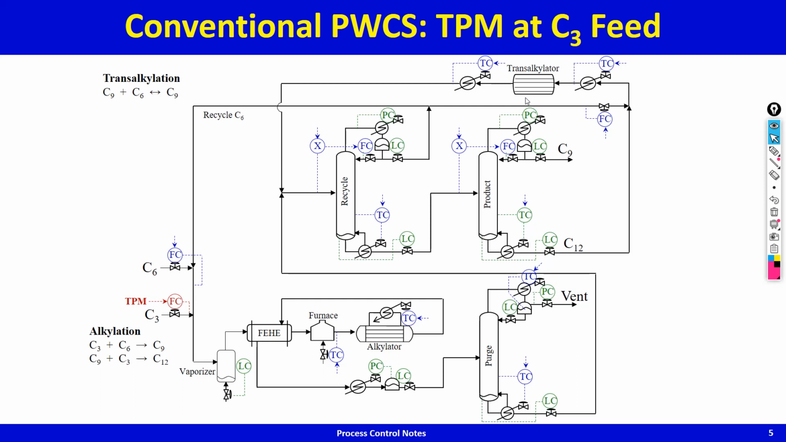Alright, so this is the basic regulatory control system. Now let's start putting in economic considerations. What are the economic considerations? First and foremost, production. Production is set by TPM, the throughput manipulator. What about product quality? That's the next big thing. The C12 leakage in the product stream is going to be regulated by a composition controller that adjusts the reflux to feed ratio in the product column. If the C12 leakage is increasing, increase this ratio.